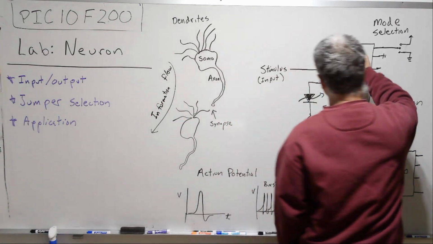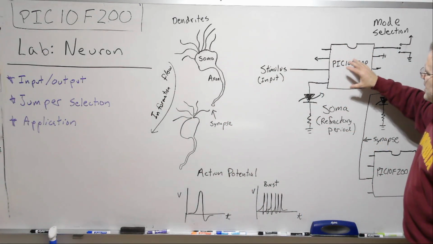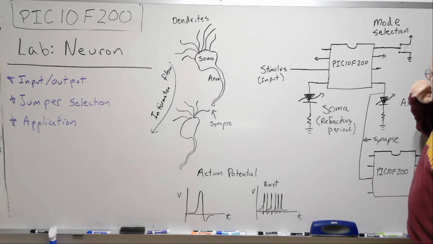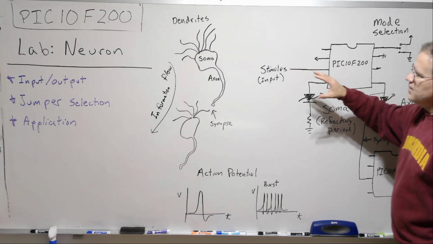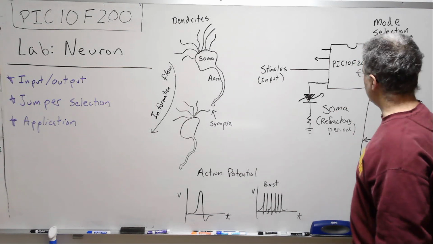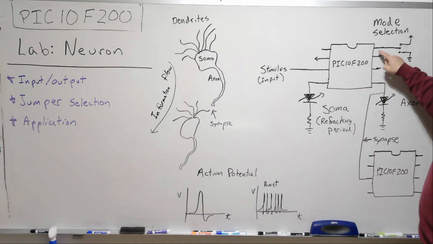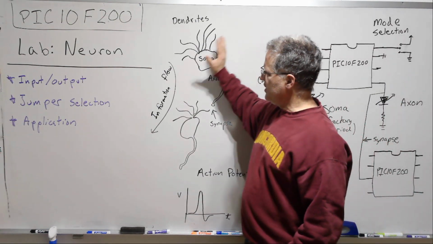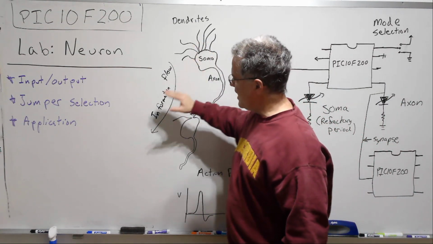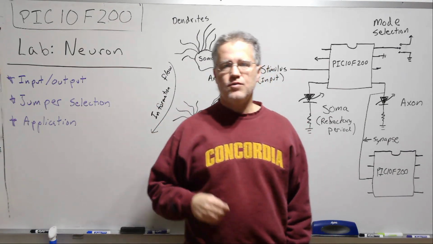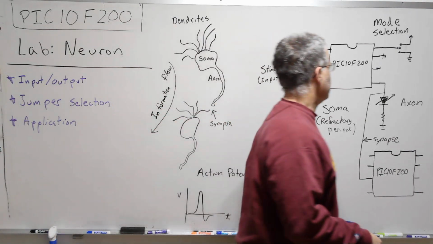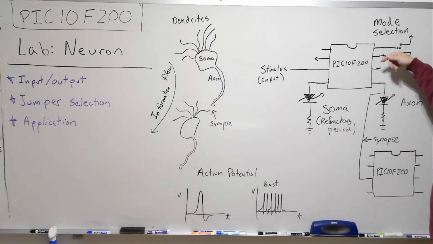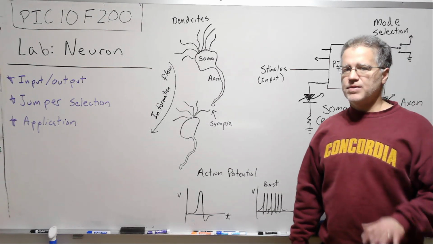So each PIC10F200 is going to act as a neuron, and we're going to utilize our inputs and outputs much like the cell utilizes its inputs and outputs. So input GP3, that isn't so much anything to do with the neuroscience here. That's just the user select mode. So we'll either be in burst mode or we'll be in action potential mode. If we pull it to ground, we just chose that to be the one action potential mode. If we pull it high, that's the burst mode. But that's an arbitrary choice.